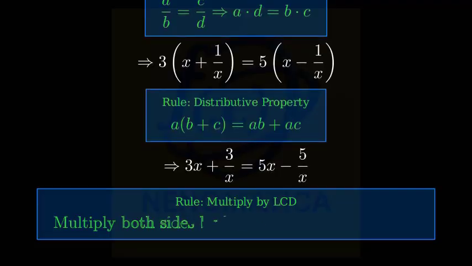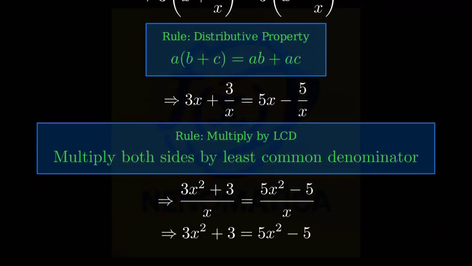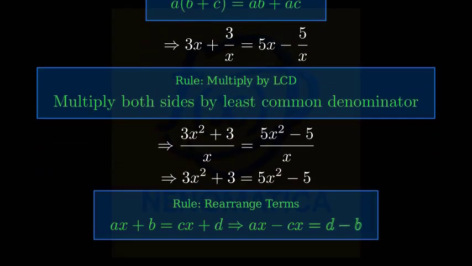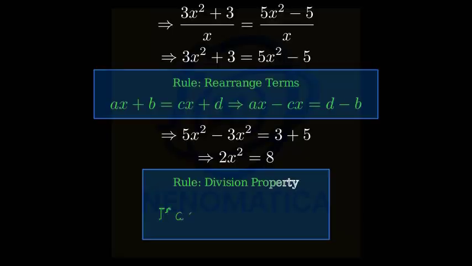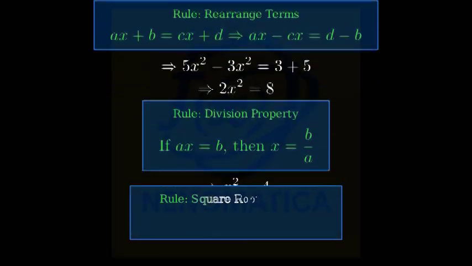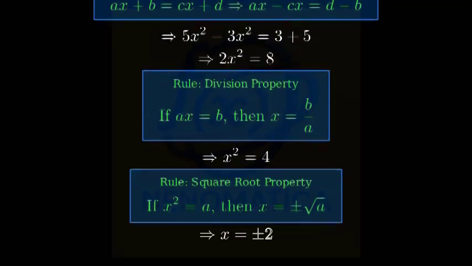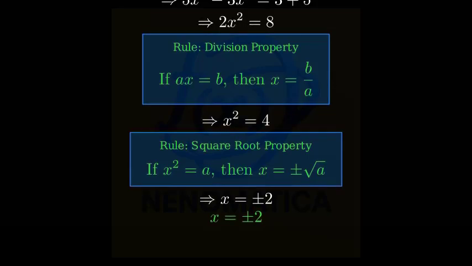In step 3, let's multiply both sides of the equation by x to eliminate the fractions. This will give us terms with x squared. Now for step 4, we'll gather all the terms with x squared on one side and all constant terms on the other side. In step 5, we'll divide both sides by 2 to solve for x squared. For step 6, we'll take the square root of both sides to solve for x. Our final answer is x equals plus or minus 2.